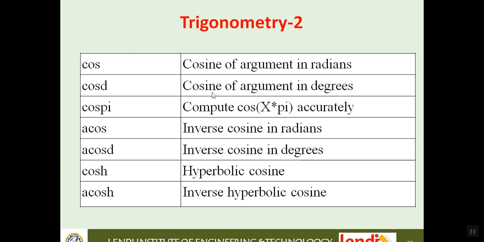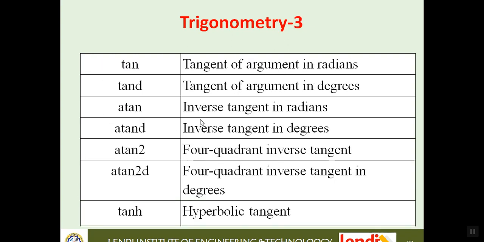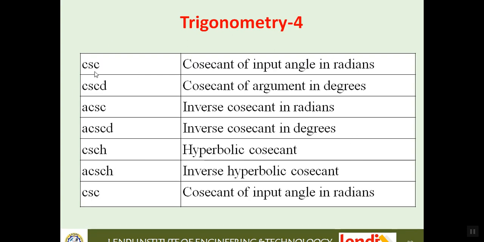In a similar way, for cos functions, now observe, very simple. Cos for radians, cosd for degrees, cospi, acosd, cosh, acosh. In a similar way, the next one is the tan. Use tand, atand, and so on. In a similar way, use all these commands for the tan function. Now cosine, CSC, cosine function.